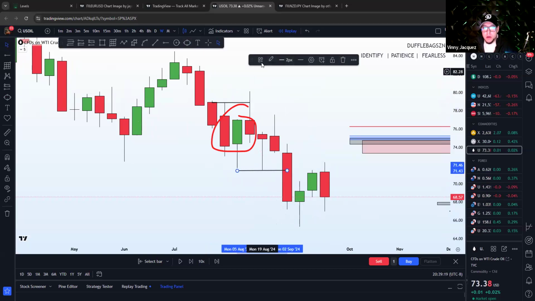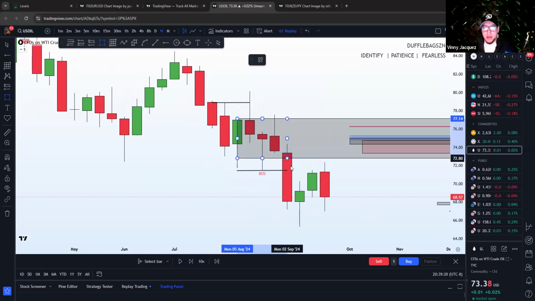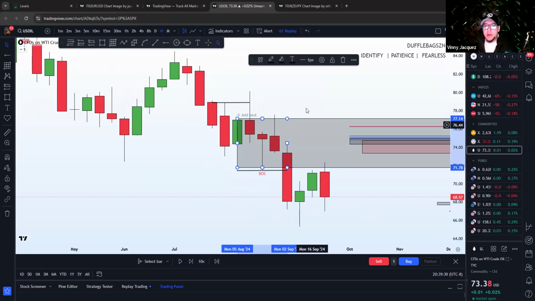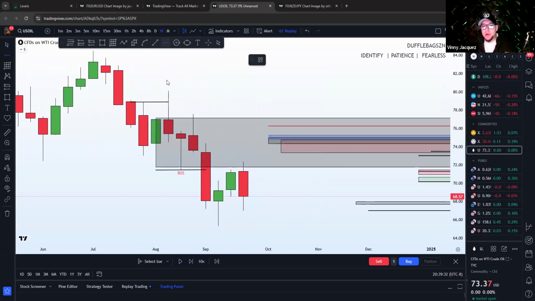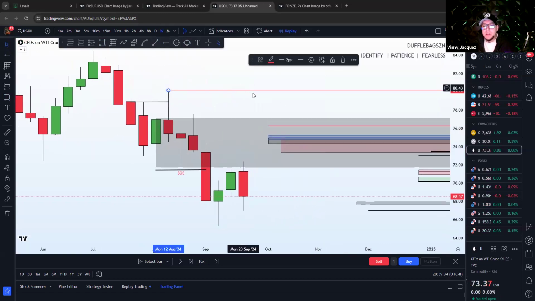Yes, Josue. We have a starting point right there. BOS to the downside. We have a starting point right here. But this is a big starting point. This is the weekly starting point. So as long as the market does not break and close above the stop loss, we are good to continue sales. Does that make sense right now?